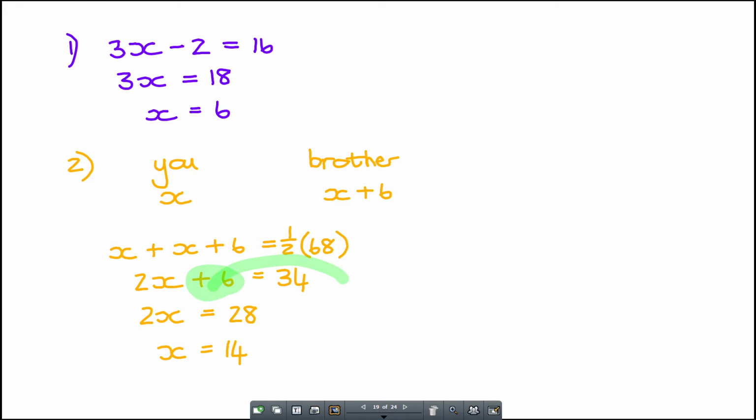Then from there, I've got to get rid of the coefficient of 2. Now, if I take that times 2 over, it will become divided by 2, and 28 divided by 2 is 14. Okay, which means that I am 14. Yes. And my brother is 20 years old. Okay. Any questions? Hold on. Are you guys done? Anyone still copying here? No.